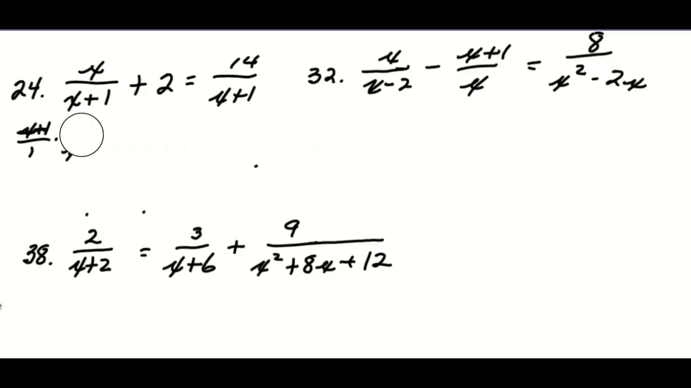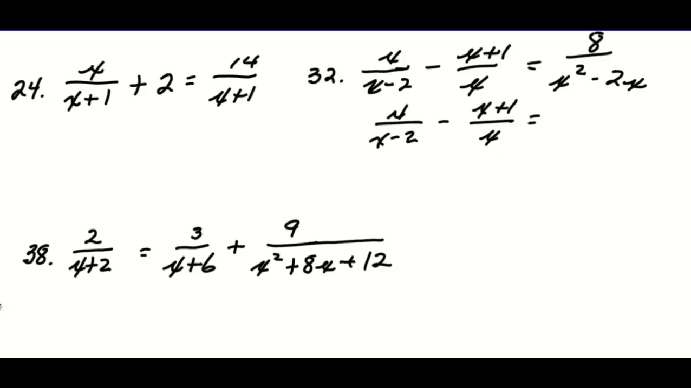And now we're going to do number 32, and hopefully we've got enough space to do number 32 properly. Number 32, that's over on page 357. x over x minus 2 minus x plus 1 over x equals 8 over x squared minus 2x. In this particular case, what we need to do is find out what the factors are. In this case, we have x minus 2, but we also have x plus 1 over x.